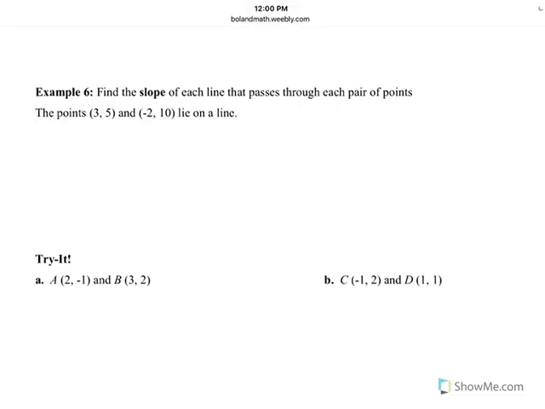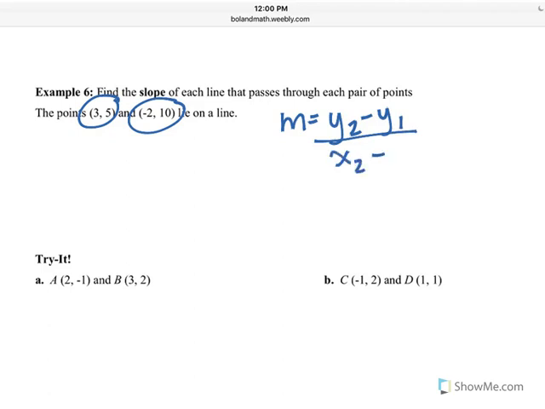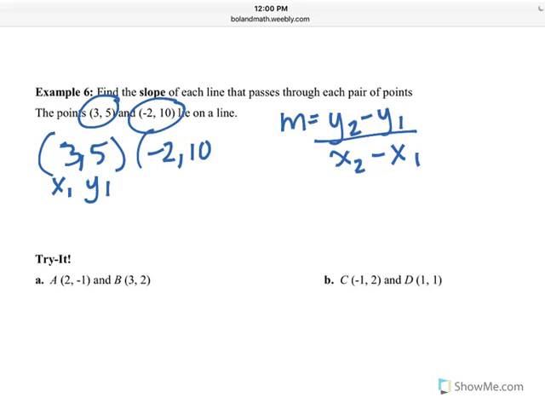Okay, so example 6, we're going to find the slope of each line that passes through each pair of points. So when they give you 2 points, you are always going to just plug those into the slope formula. And you have to have the slope formula memorized. So you're going to plug these 2 points in and calculate the slope. You're going to go based on order. So if 3 and 5 come first, then that's your x1 and y1, and negative 2 and 10 are your x2 and y2. So you're just going to plug those into the formula.